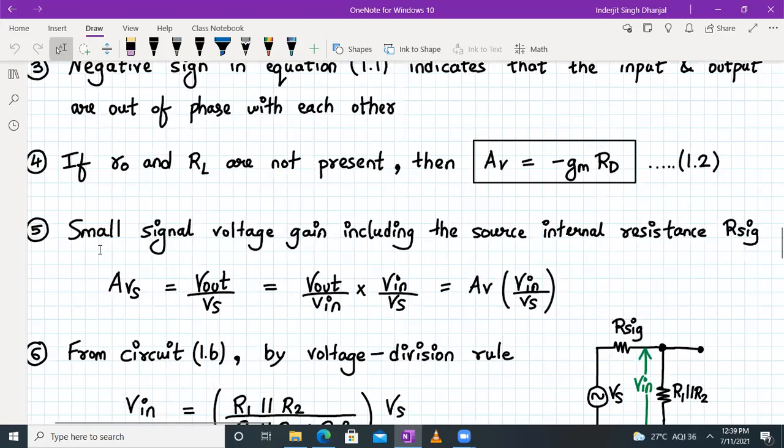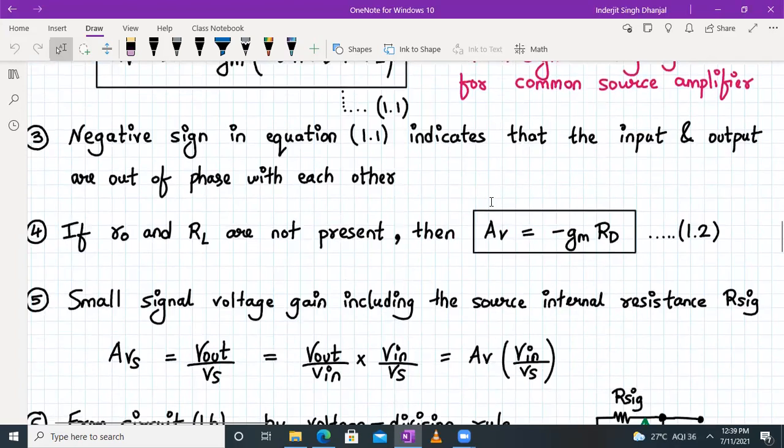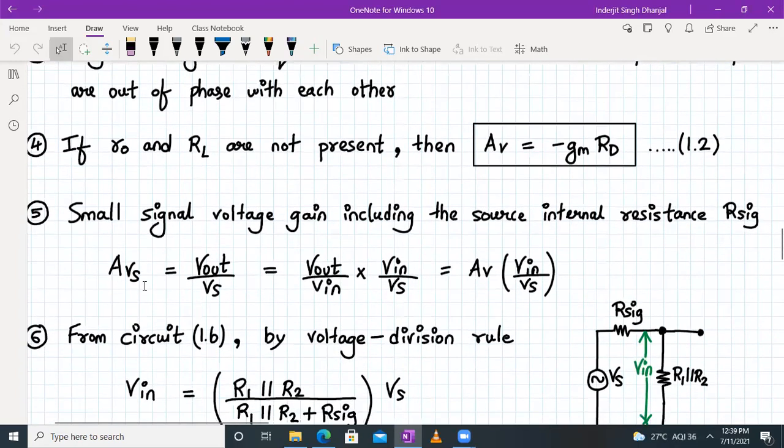So as you can see, the small signal voltage gain including the source internal resistance is given by the formula AVS. Earlier we had AV, which was V out upon V in. Now we have AVS, which is the overall voltage gain including the source. It is given by V out upon Vs, which we can write as V out upon V in into V in upon Vs. And V out upon V in is nothing but your AV, which we have found out.